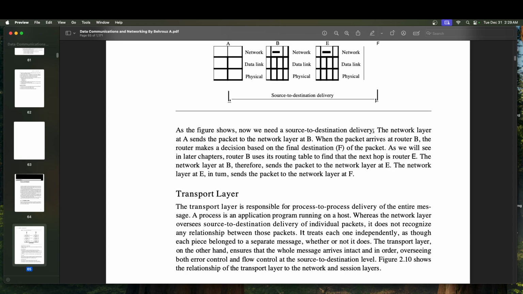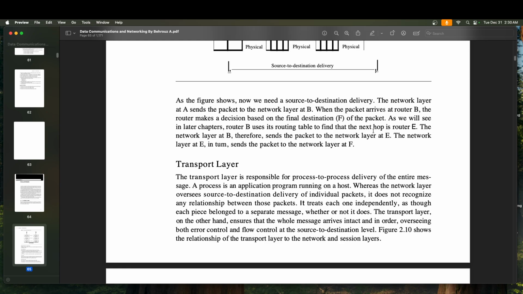The network layer will oversee the source to destination delivery of packets. It does not recognize any relationship between them. The transport layer will ensure that the whole message arrives intact and in order. It will handle error control, flow control, and source to destination delivery.